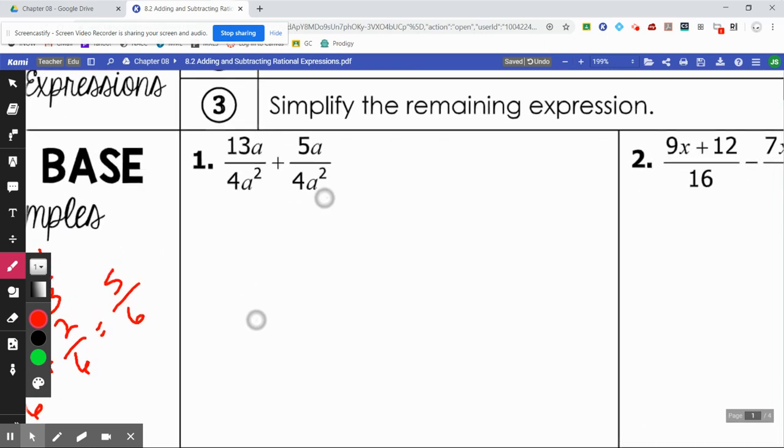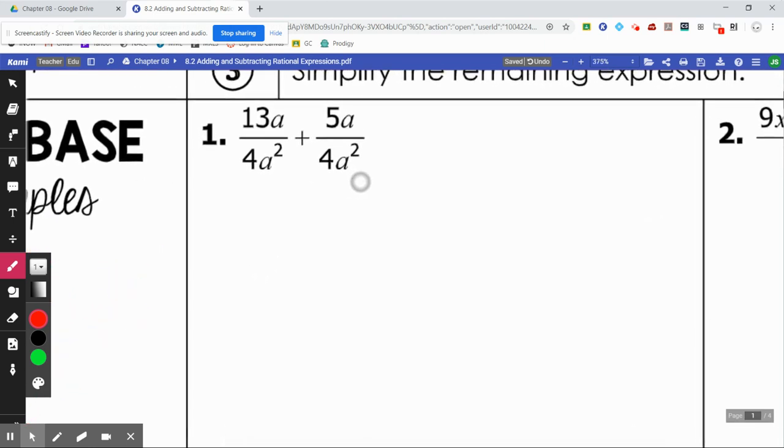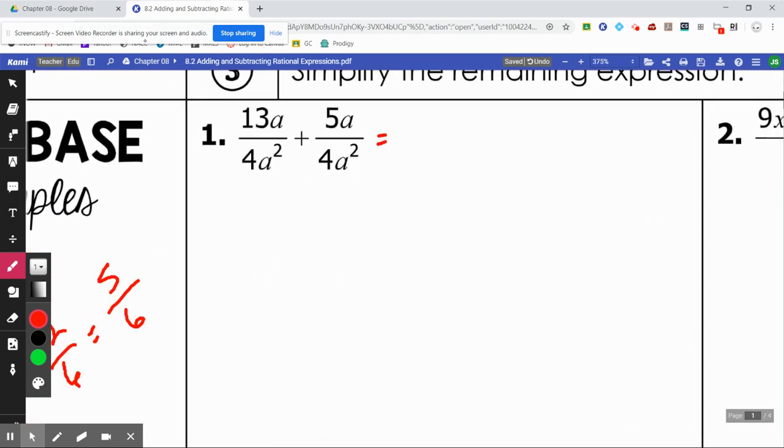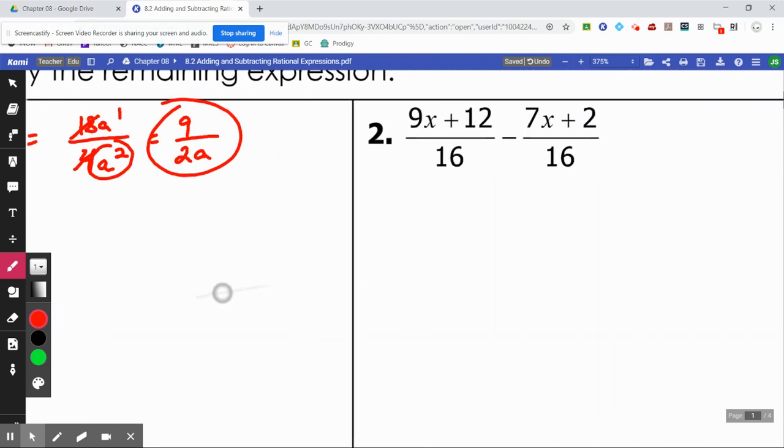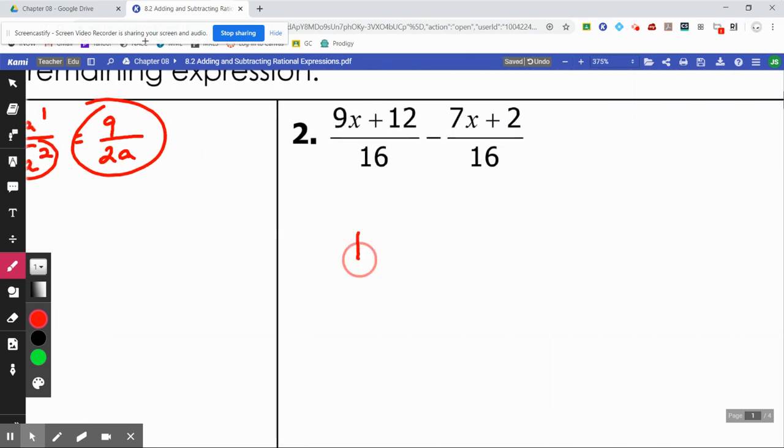So the first few of these are going to be pretty easy because you already have a common denominator. So if you have a common denominator, you leave the denominator alone, 4a squared, and you simply add the tops. 13a plus 5a is an 18a. Combine the like terms. Now, last step, you do have to simplify these. Since it's a monomial on top and bottom, you can cancel anything. 18 and 4 reduces to 9 and 2. There's 2 a's on bottom, there's 1 on top. Subtract, it leaves you with a single a on bottom. There's your final answer.